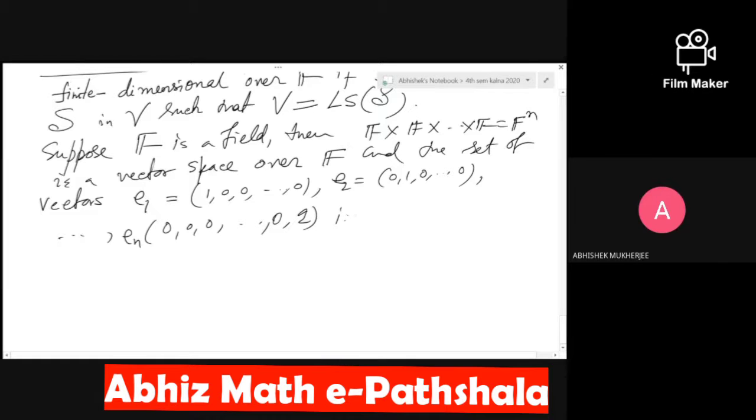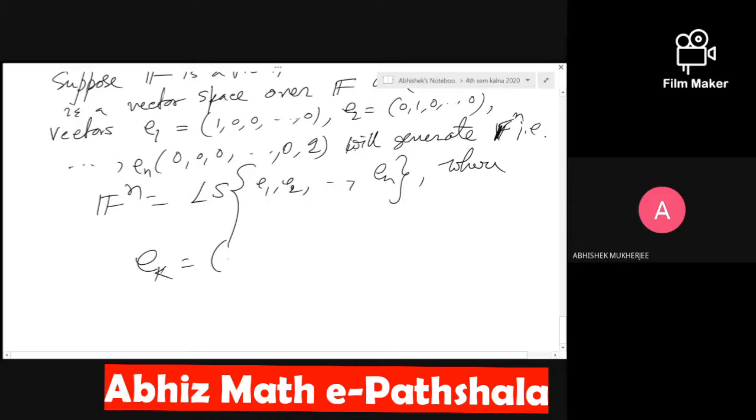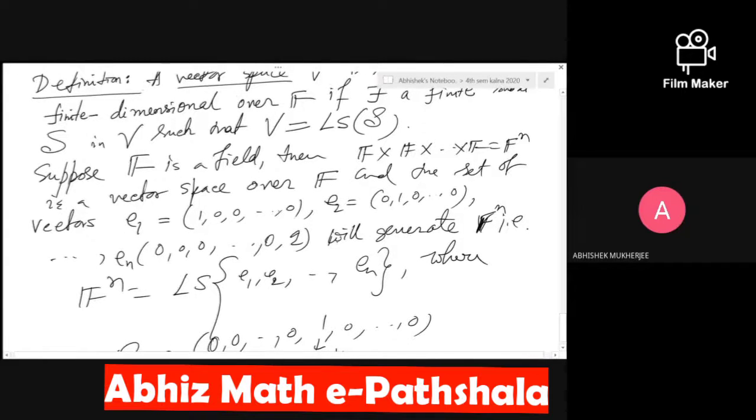That is, F to the power n is the linear span of e1, e2, en, or in general, ek will be denoted by 0, 0, 0, 1, 0, 0, where 1 is in the kth place. So this is a natural example of finite dimensional spaces. Just considering any field, you will have finite dimensional spaces like this for any n and F.